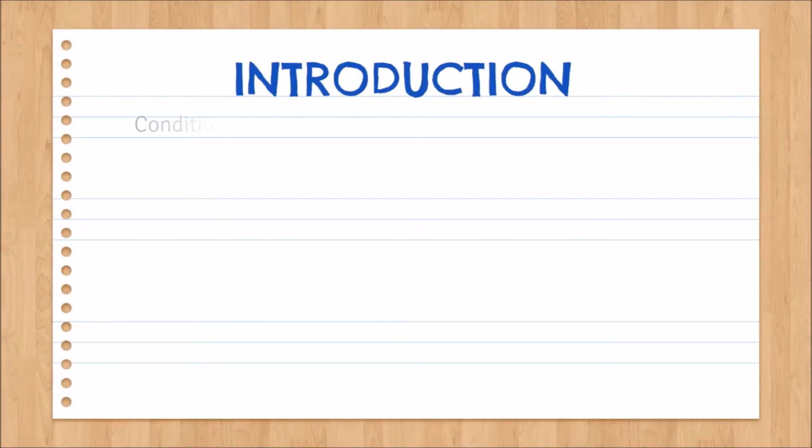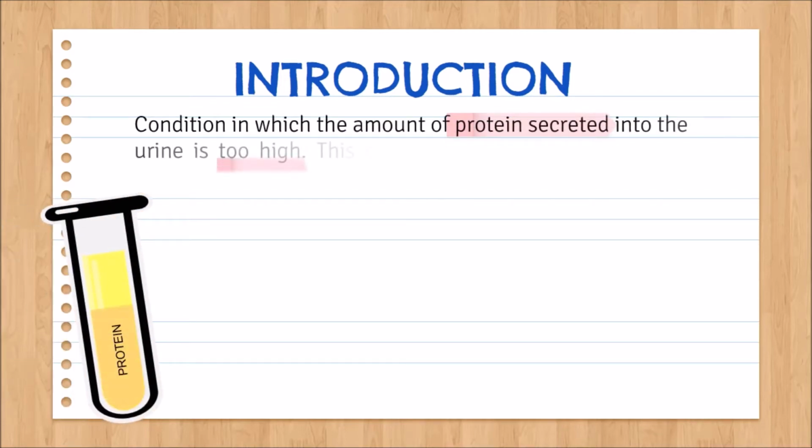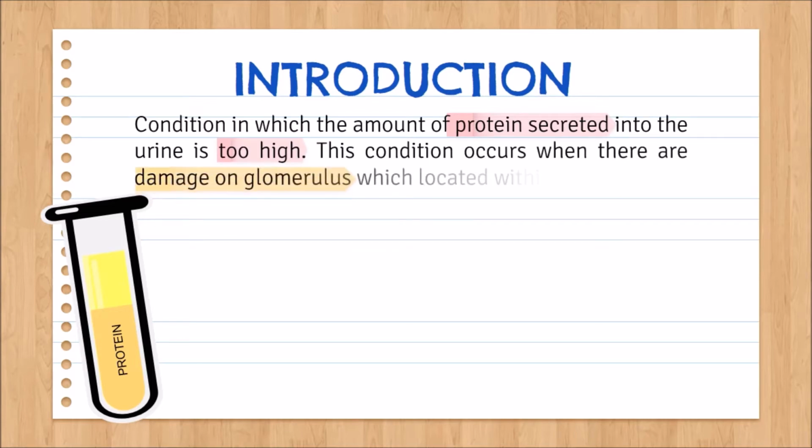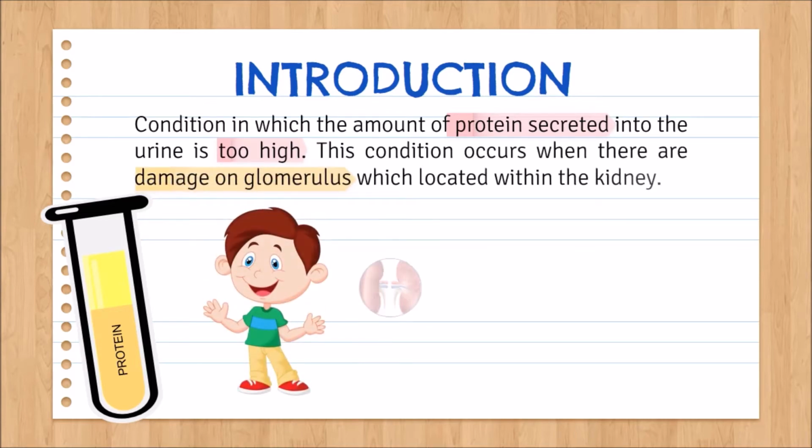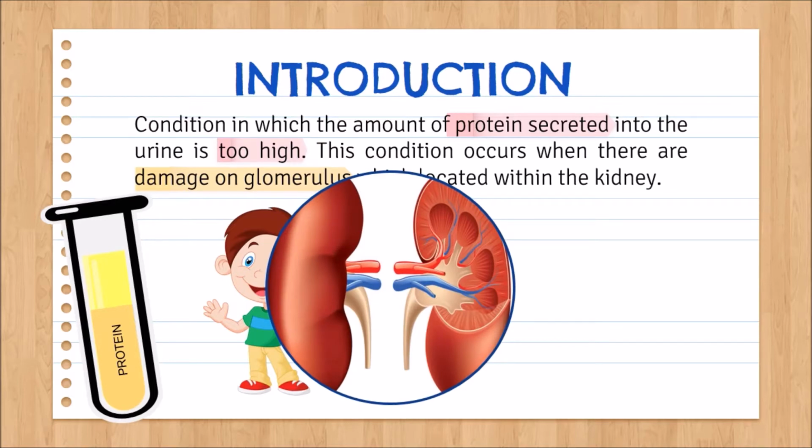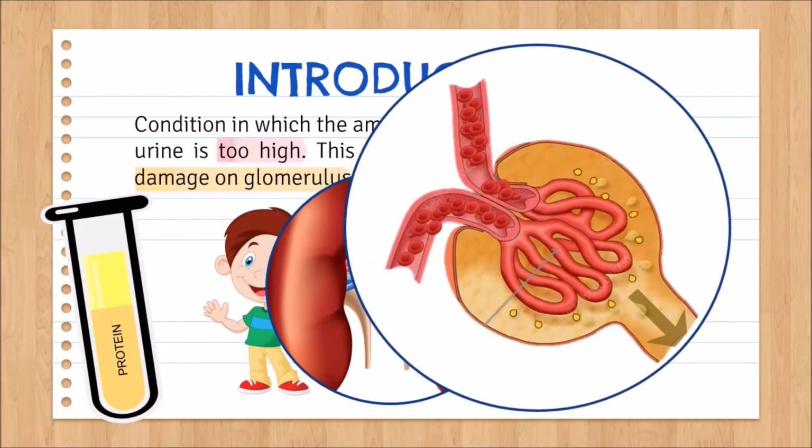Nephrotic syndrome is a condition in which the amount of protein secreted into the urine is too high. This condition occurs when there is damage to the glomerulus, which is located within the kidney. According to the theory, glomeruli are designed for plasma ultrafiltration. Healthy glomeruli keep the blood protein from being excreted. When damage occurs, glomeruli allow a high amount of blood protein to be excreted in urine, leading to nephrotic syndrome.